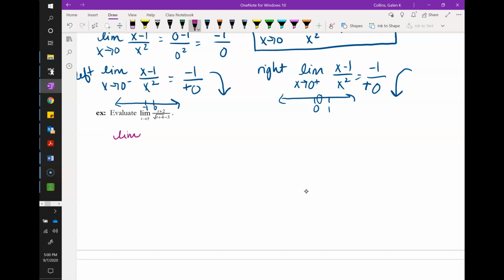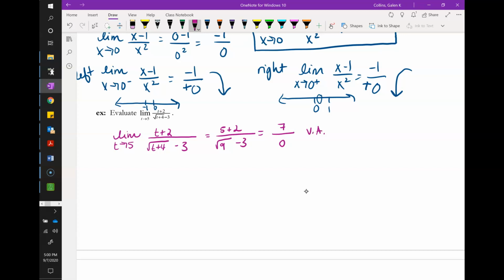All right, so for this last example, the limit as t approaches 5 of t plus 2 over the square root of t plus 4, all of that minus 3. Same as always, we're going to plug it in. The top becomes 5 plus 2. The bottom becomes the square root of 9 minus 3. So we get 7 over the square root of 9, which is positive 3, and 3 minus 3 is 0. No surprises there. We know that means we have a vertical asymptote.